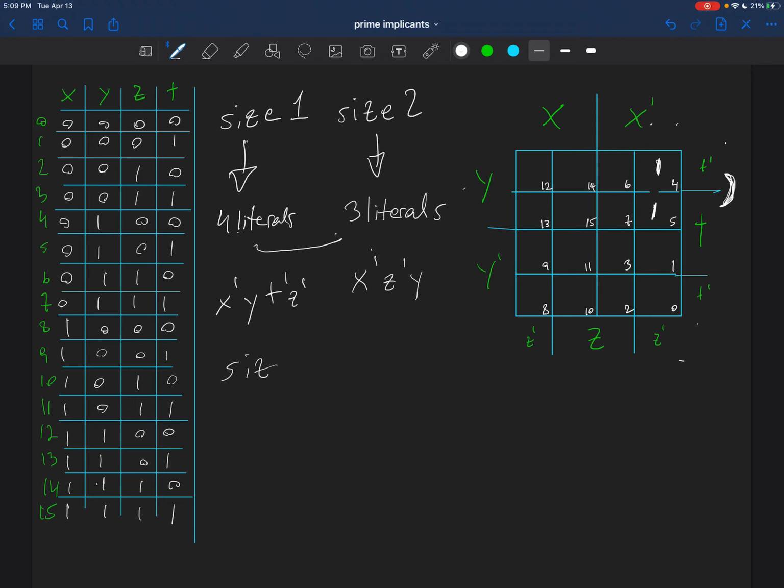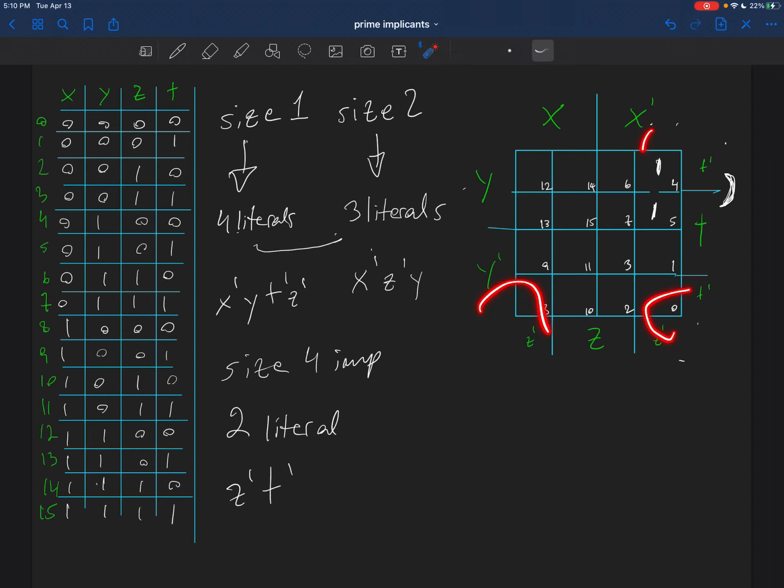When we have a size 4 implicant, we saw before that it was going to be 2 literals, right? Like not z, not t, was the corner case. That case. And then if you have a size 8, well, let's look at that.